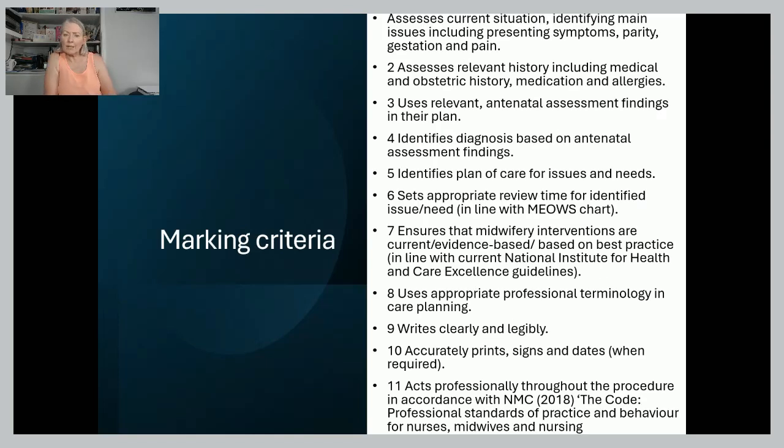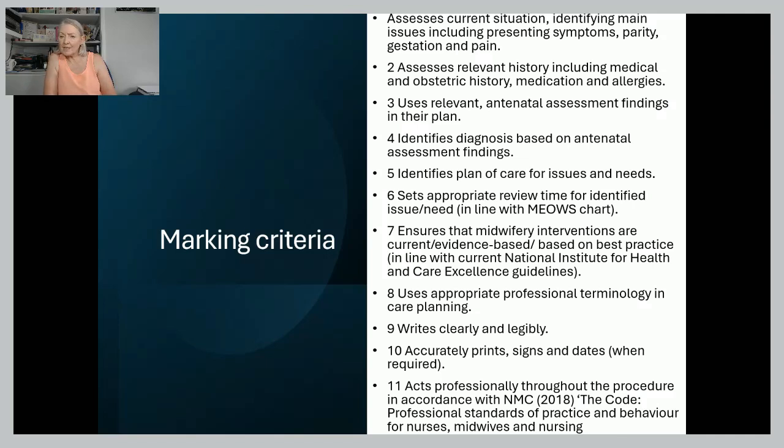So looking at the marking criteria, obviously you've got to assess the current situation. So what has she come in with? What is the issue? And in the assessment station, you will have investigated that in a little bit more depth. Looking at her relevant medical history, her obstetric history, medication and her allergy. So this is our SOMAD acronym that we can use.